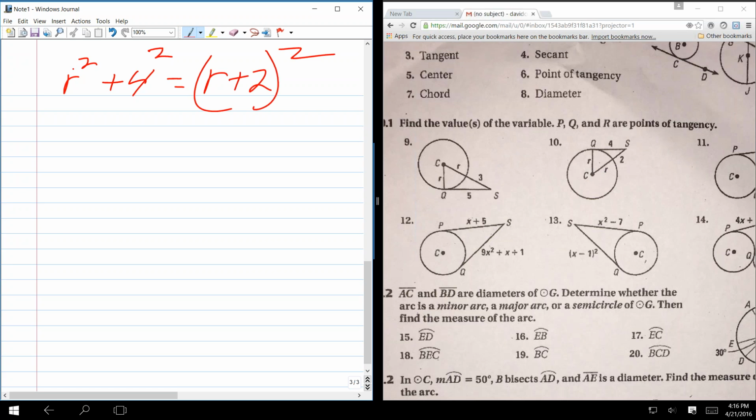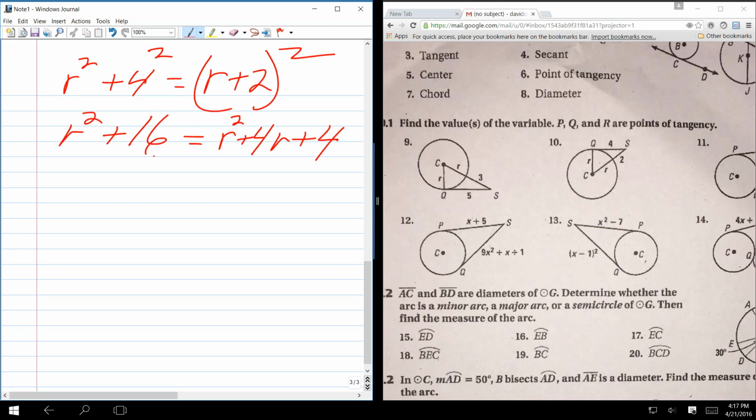Now we have a squared plus b squared equals c squared. Okay? And now, just like the last problem, we have to expand it and simplify. So, expand r plus 2 squared. R plus 2 squared is r plus 2 times r plus 2. Okay? Do that operation. R squared plus 4r plus 4. And that's equal to r squared plus 16.